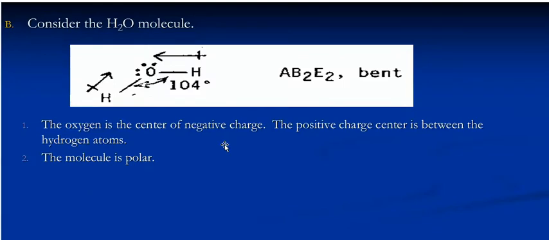Water, on the other hand, has polar bonds as well. The oxygen is slightly negative, while the hydrogens are slightly positive, but the bond angle is 104 instead of 180. It's not a linear molecule. So the molecule is polar because these dipoles do not cancel out.